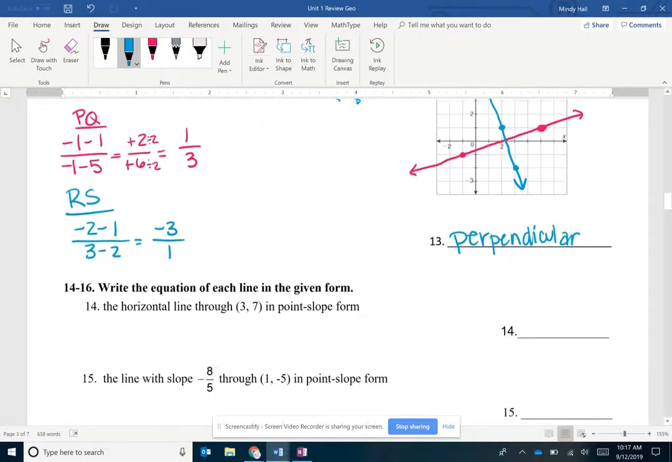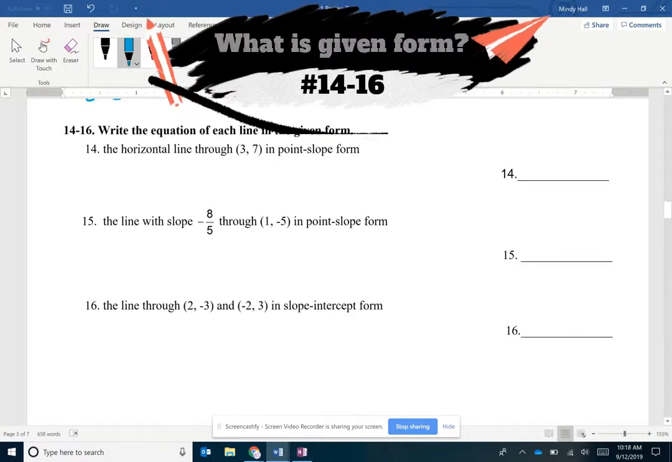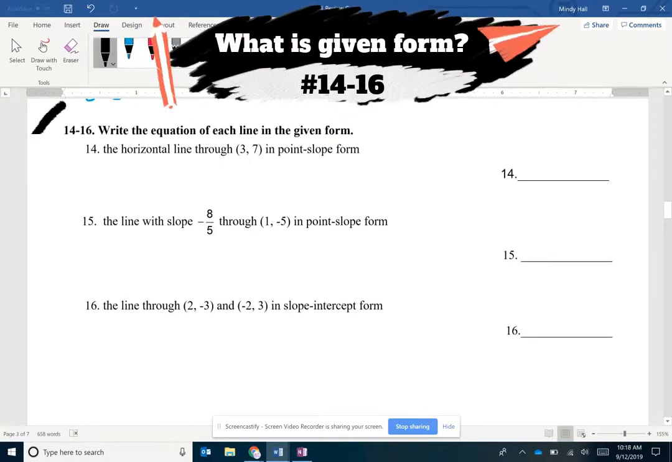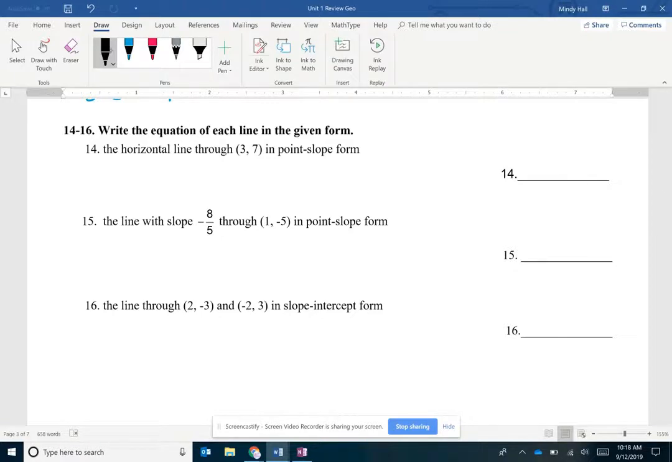All right, so now for 14, we need to write the equation of the line in the given form. So you need to make sure you know the different forms. We have point slope form. And again, this is on your formula sheet, but is y minus y1 equals, not x, whoopsie, m times x minus x1. And then the slope-intercept is y equals mx plus b. So when we ask for something in point slope form, it should look like that.